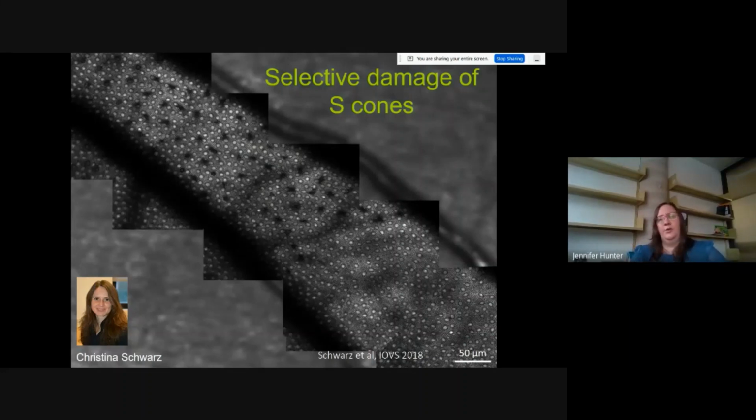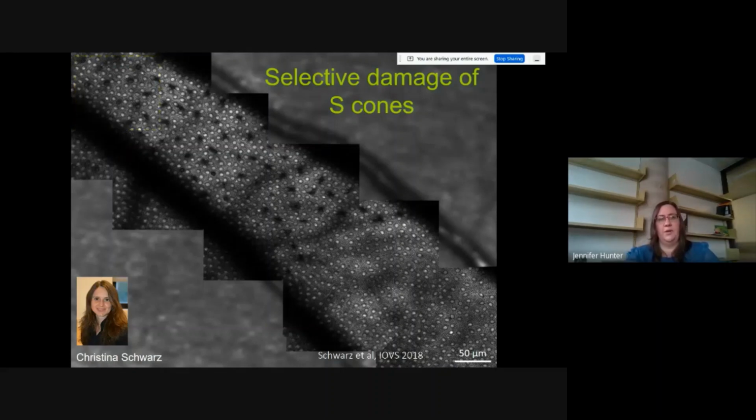We then wanted to go a little bit further to try to understand and confirm that we thought these were S cones. And so we went to the work that Christina Schwartz had done while a postdoc in Rochester before moving to Tübingen, where she selectively damaged the S cones within the retina. And so here you see a swath montaged of monkey retina, and the upper left image, 15 minutes post-exposure to high intensity, 7 milliwatts for 2 minutes for our imaging light, tended to result in a darkening of the subset of photoreceptors. Again, we hypothesized that these were S cones.